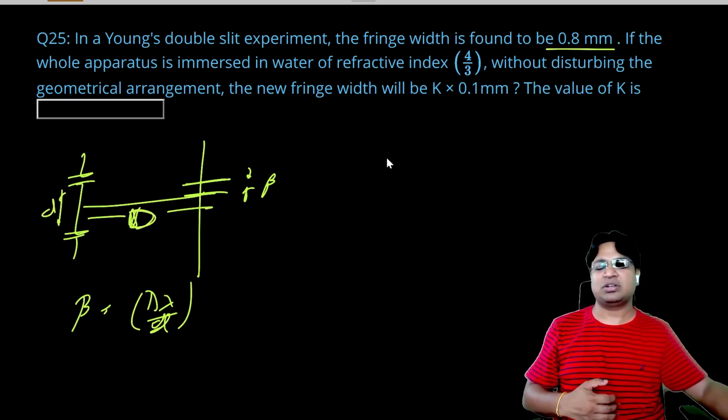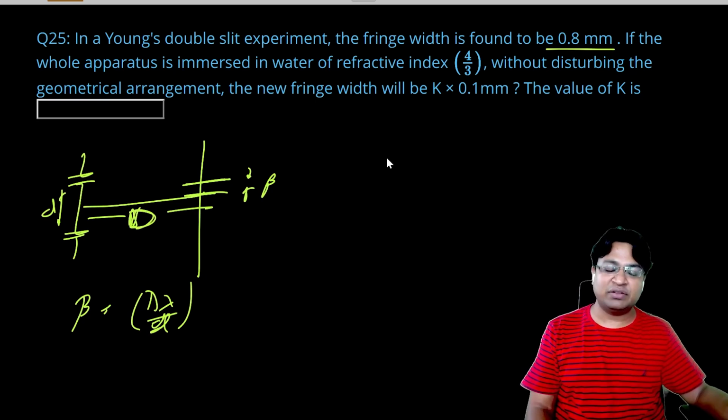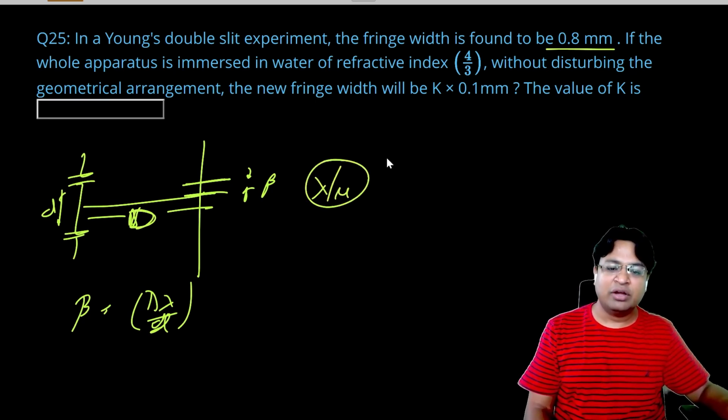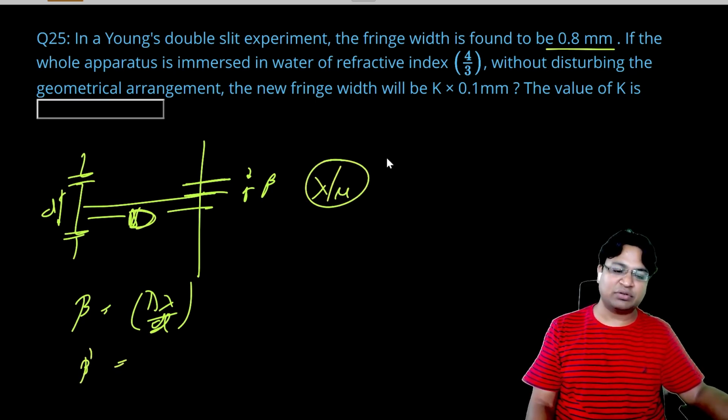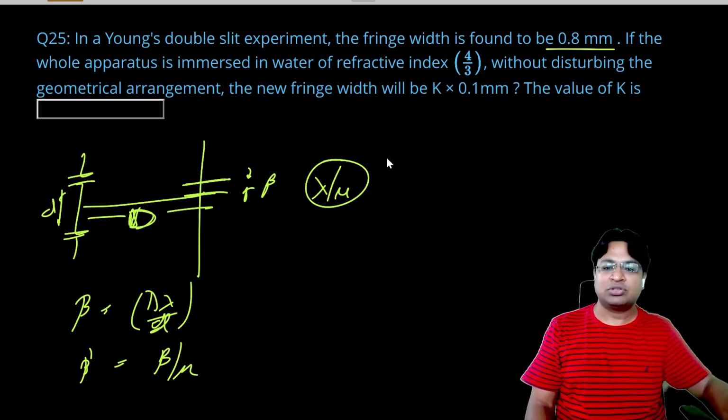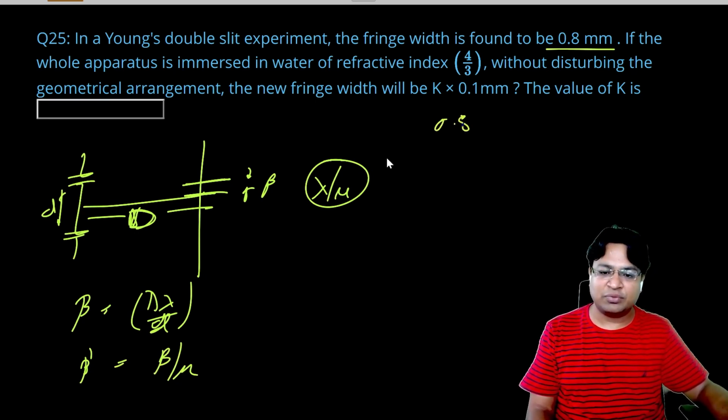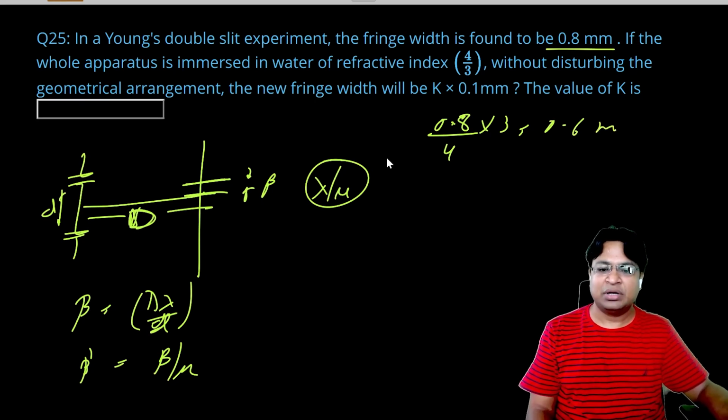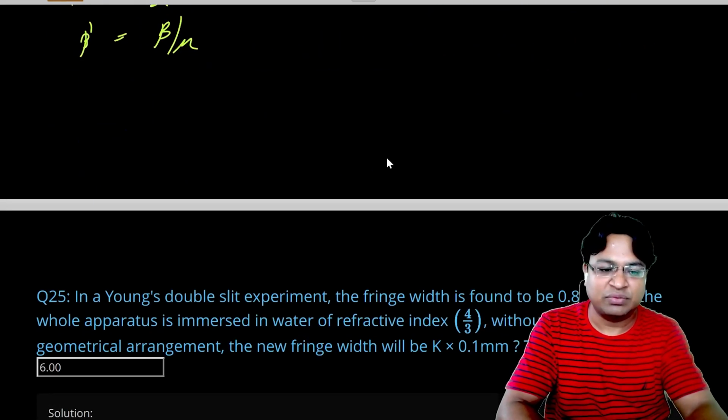We only changed the medium, because of which the wavelength will change. Wavelength will change to lambda by mu, which means that the fringe width will also become beta by mu. So 0.8 divided by 4 by 3, that is 0.6 mm, or k is equal to 6. So k equal to 6 would be the right answer to this question.